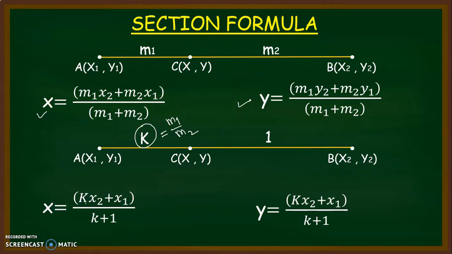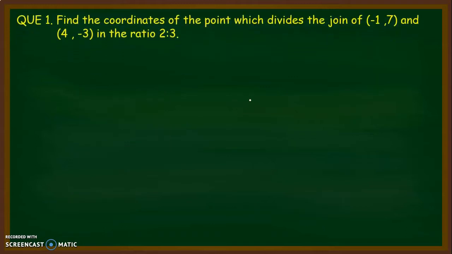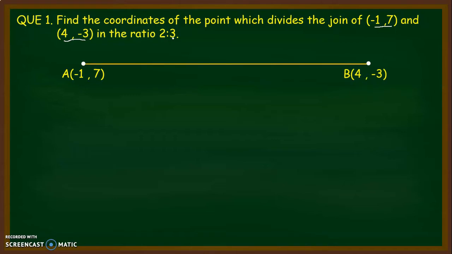Okay, let's start our questions. Let's start with the first, very simple question. Find the coordinates of the point which divides the join of -1, 7 and 4, -3 in the ratio of 2:3. So here 2 points are given. Let's say the first point A is -1, 7 and the second point B is 4, -3. The line joining the points A and B is divided by a third point, let's say the point C, that is x, y, which divides this line AB in the ratio of 2:3.